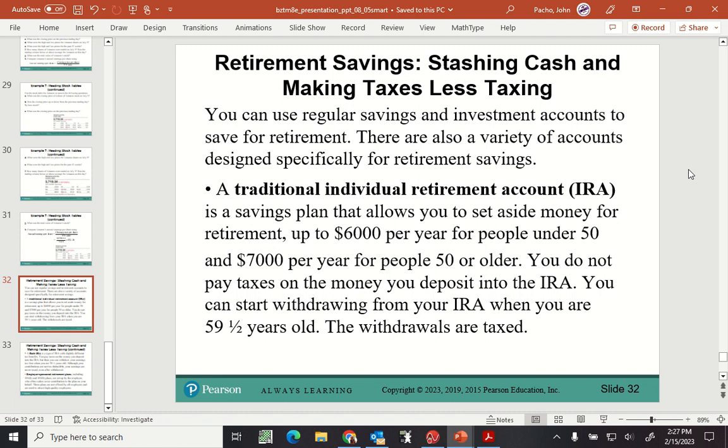So when we did taxes, that's where you take that out, and you're not taxed on this. You do not pay taxes on the money you deposit in the IRA. You could start withdrawing from your IRA when you're 59 and a half years old. So what's the problem with having an IRA? Let's say, all right, DiGiorno, how old are you right now today? 18. You're 18 right now. You're going to get a good job. You are going to retire in 20 years.